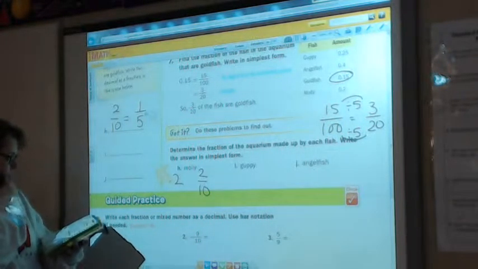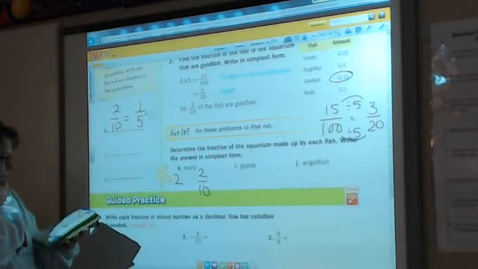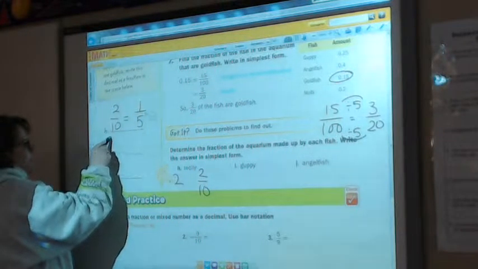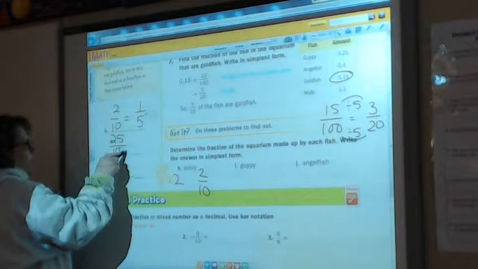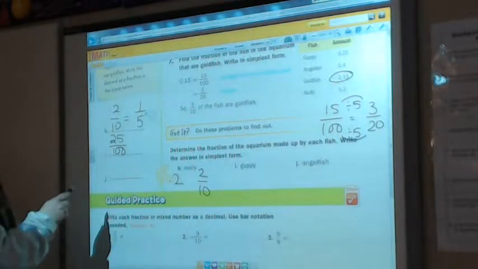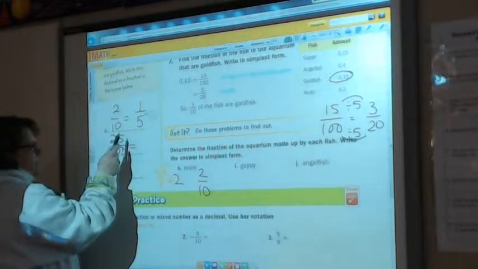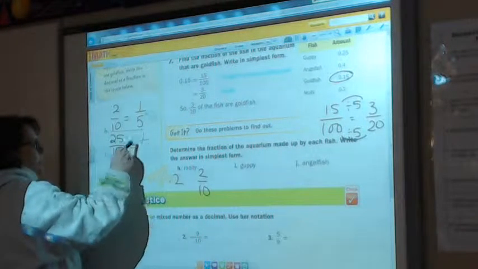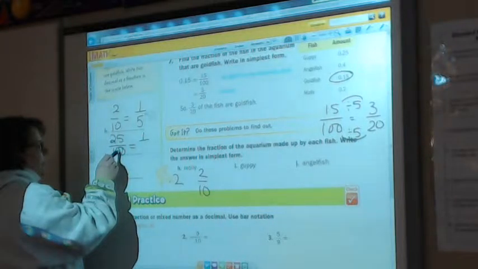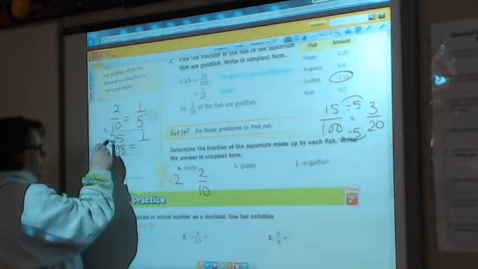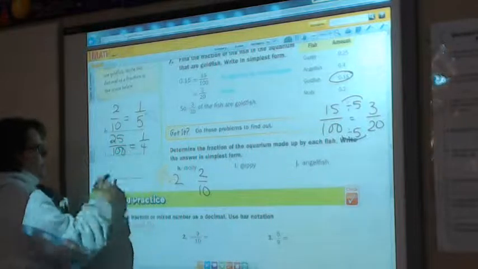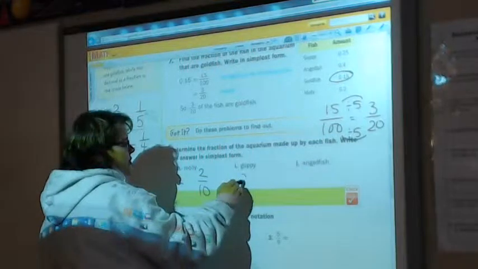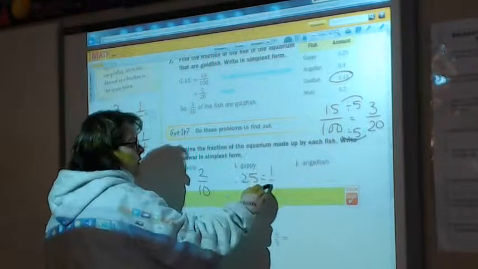Okay, I. Guppy. Guppy is 0.25, or 25/100. Well, simplifying 0.25, we know that that is 1/4. Or you can say, okay, how many times does 25 go into 25? 1 time. How many times does 25 go into 100? 4 times. So that would be 1/4. You also might already know that 0.25 equals 1/4.